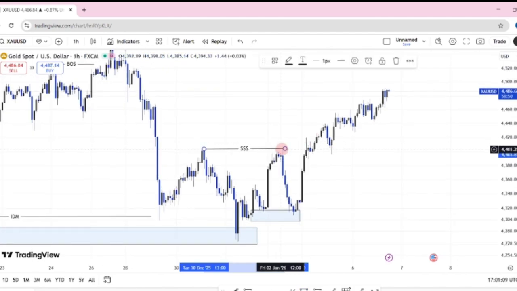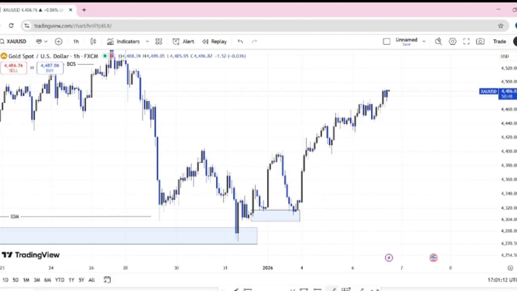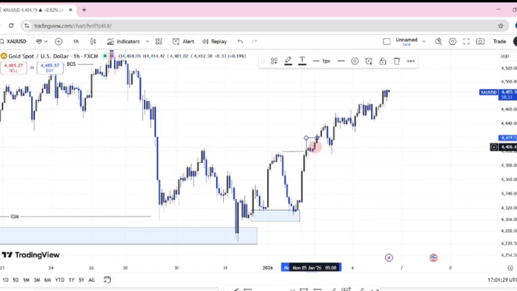So at this point here, let's take this off. So at this point, what can we say? We have a valid break at this point to the upside. We have another break at this level to the upside, and you can see price came back into this level, and that's why we have that expansion to the upside.